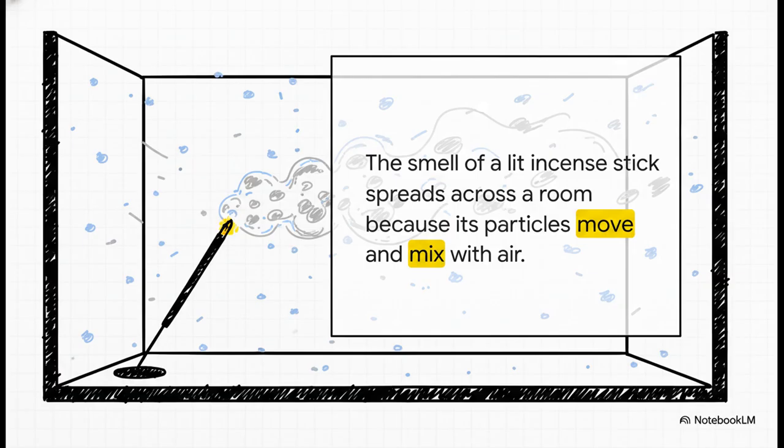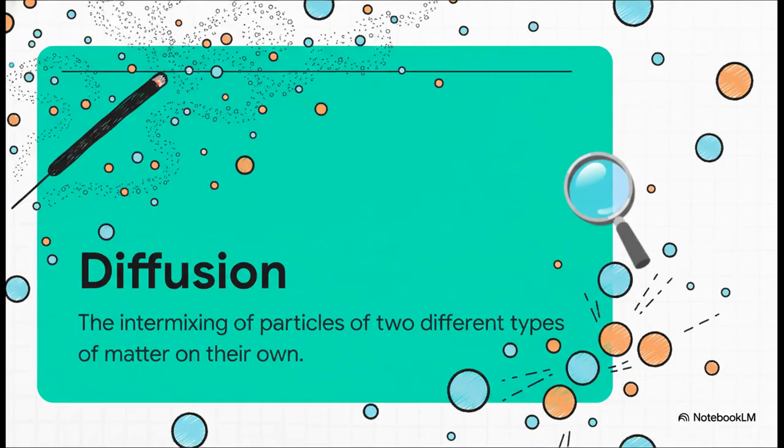How does the smell travel all the way to you? This is our clue to the second rule. This process, this intermixing of particles of different types of matter, all on their own, has a special name. It is called diffusion. Let's repeat that term because it's important for your exams: diffusion.